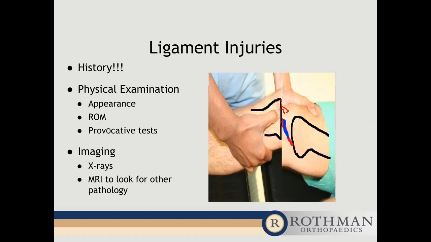We want to check the range of motion. Is there swelling in the knee that's preventing the knee from moving through range of motion? Then I would suggest draining and getting the fluid out of the knee so we can get a better exam. There are provocative tests like we're doing right here. This is called a Lachman test, named after Dr. Lachman. And that's testing for ACL deficiency. Very sensitive and specific test. We want to get x-rays to make sure there's no fractures. And then sometimes we'll get an MRI to confirm a ligament injury, as well as look for other pathologies such as meniscus tears.